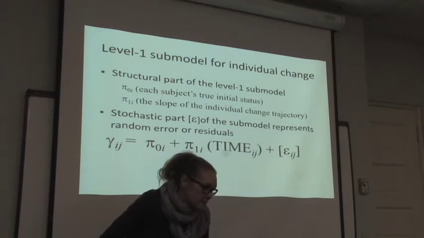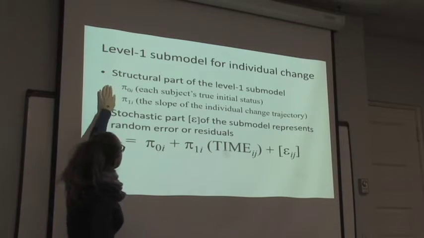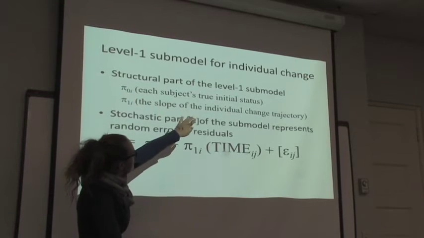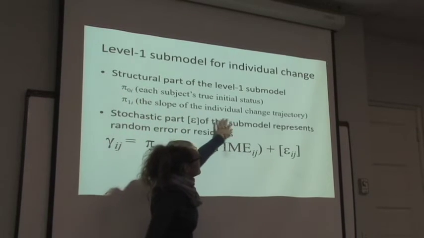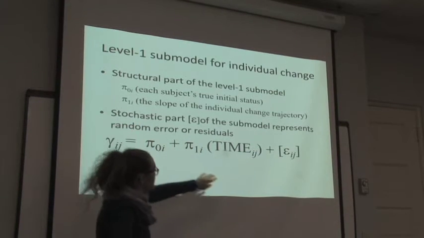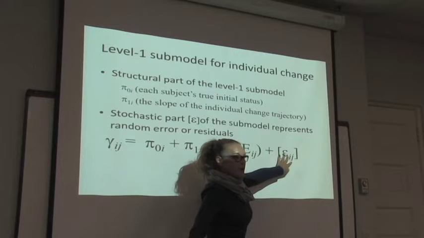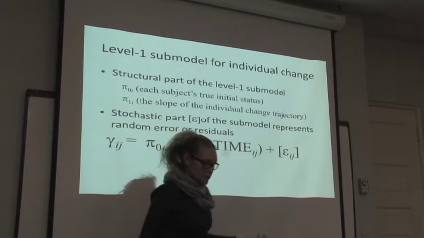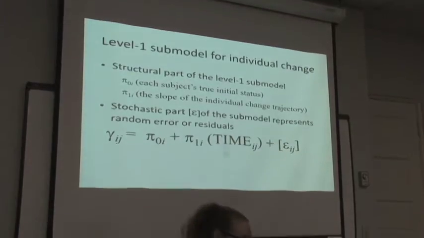So the level 1 model includes a structural and a stochastic part. The structural part is each person's true initial status and the slope of the individual change trajectory, plus the error, right? The error for the person across J time points, or across J observations.